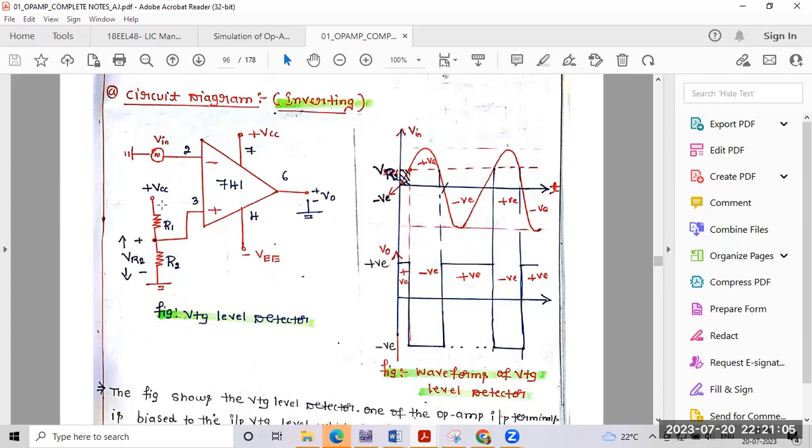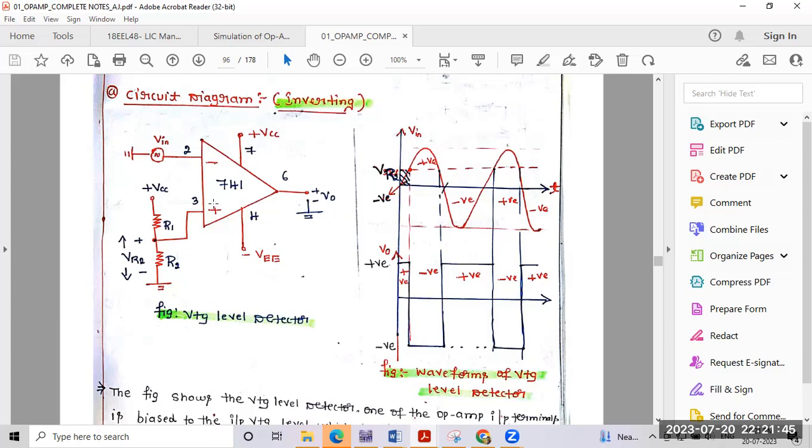Why positive reference voltage? Because I'm going to connect plus VCC supply here, 5 volts, 10 volts, 12 volts, whatever it may be, up to 15 volts. It should be less than 12 or 15 volts, whatever I give. If I give 15 volts, the limit is less than 15 volts; if I give 12 volts, less than 12 volts. In case I want a negative reference, I need to give negative VEE. Here I'm giving plus VCC, which is a positive reference. I think all of you understood this circuit diagram.